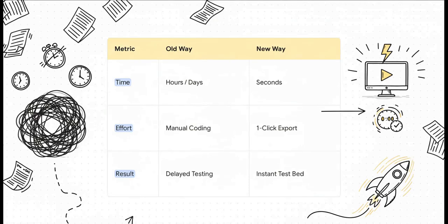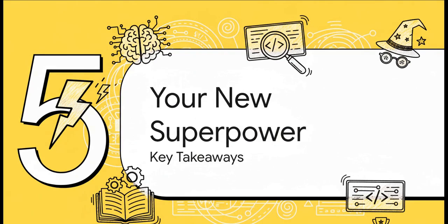And this chart just says it all. The old way. We're talking hours, maybe even days of someone manually coding this thing. But the new way, you go from idea to a live test app in seconds. The amount of time and effort you save, it's just staggering. It's a total game changer. So look, this isn't just another cool feature. It's basically a new superpower.